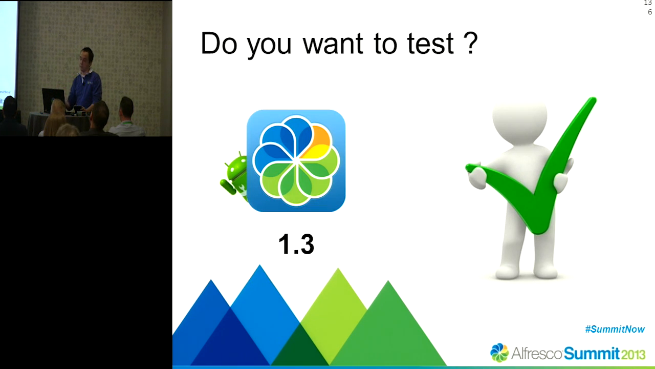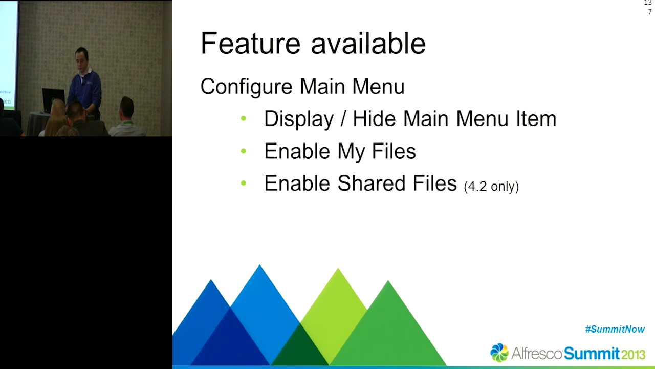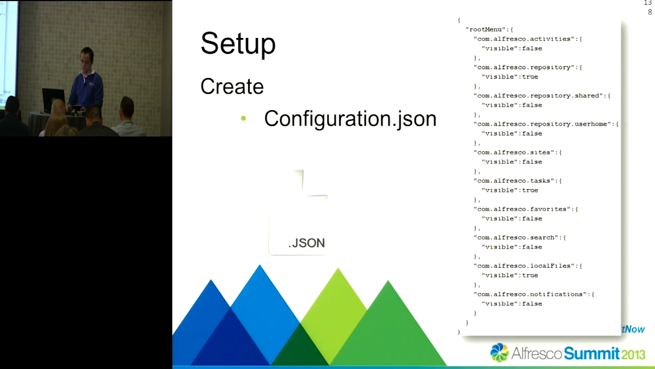And do you know what? This solution already exists partially in Alfresco Mobile, and of course, it's first available on Android. You can test it right now with the latest version of Alfresco Mobile on Android. So, what's the feature? It's pretty simple. For this version, you can customize the main menu of Alfresco Mobile. I mean, you can hide or display some specific menu items like sites or company home.